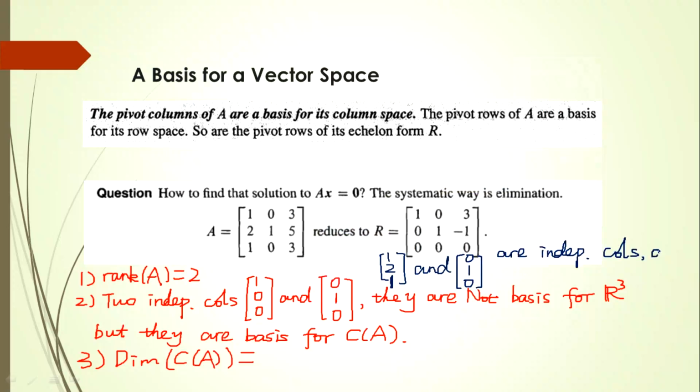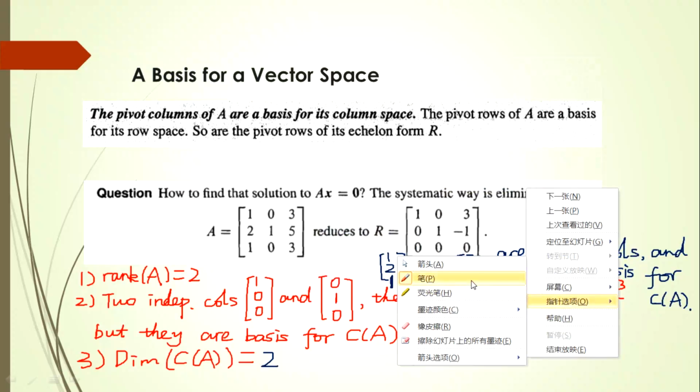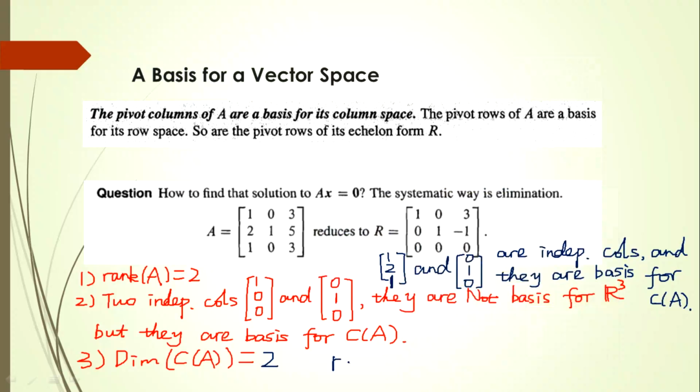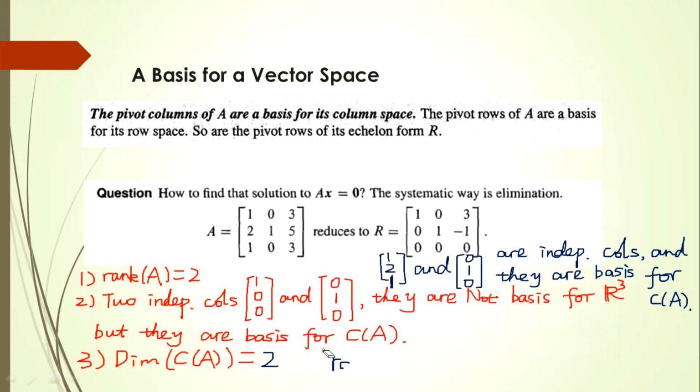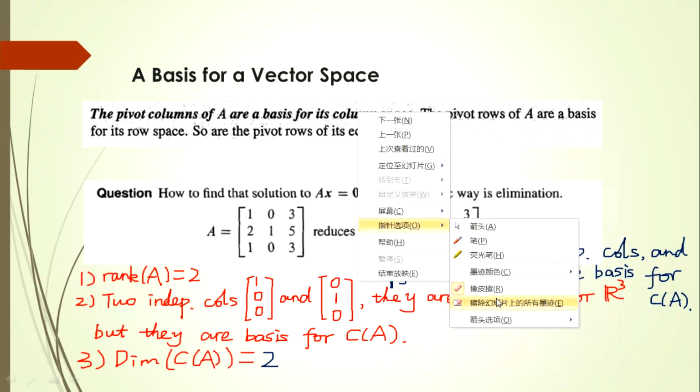And they are a basis for the column space of A also. And we know there are different bases. And what is the dimension? The dimension of the column space of matrix A is 2 because it is the same as the rank of the matrix A. Now, did you understand those statements?